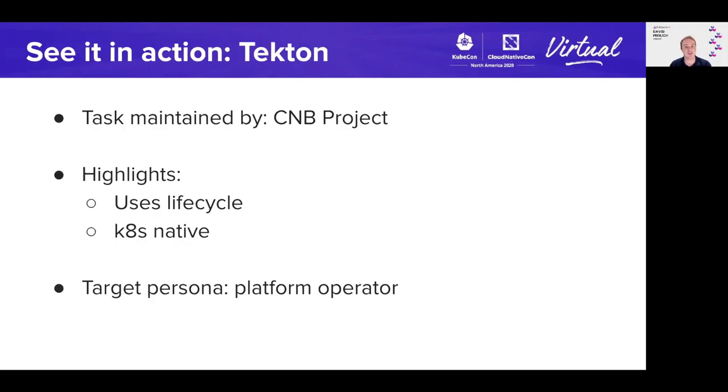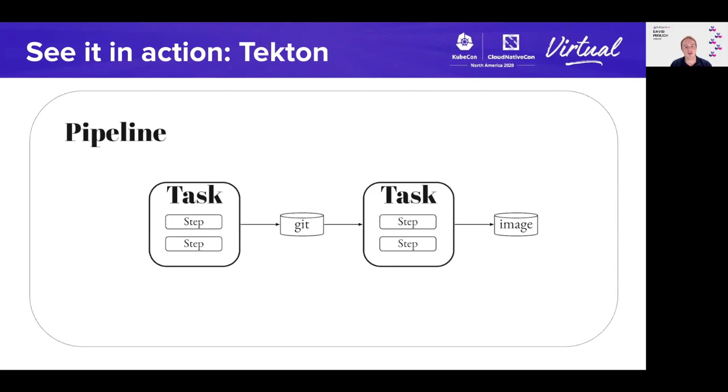One CI/CD system that does directly execute the lifecycle is Tekton. Tekton, if you haven't heard of it, is an open source CI/CD platform that runs on Kubernetes. There are two Tekton tasks maintained by the CNB project that use the lifecycle directly and also take advantage of caching. We'll introduce a number of concepts that Tekton uses in order to better understand the demo.